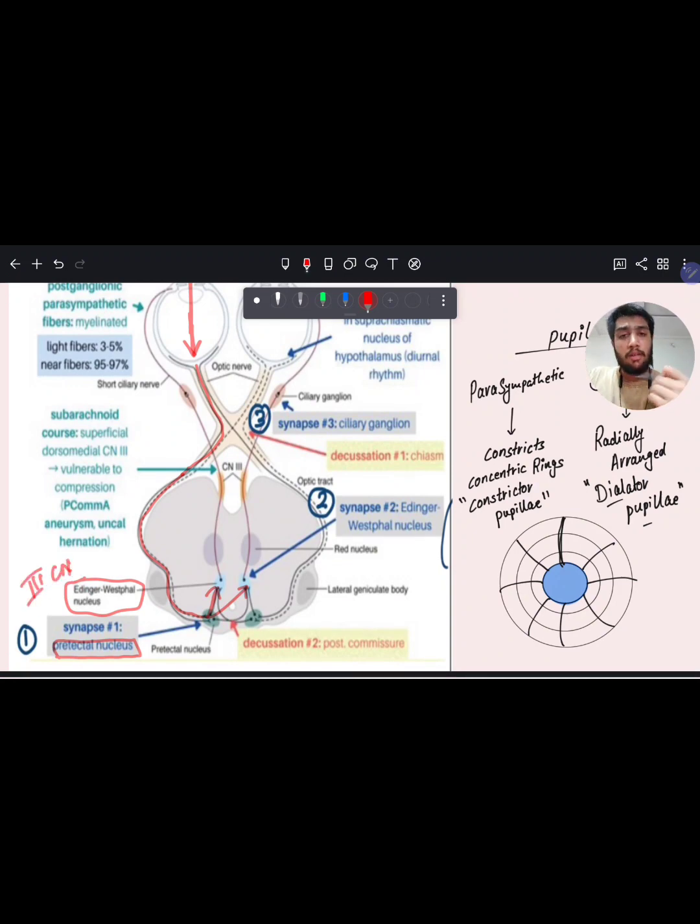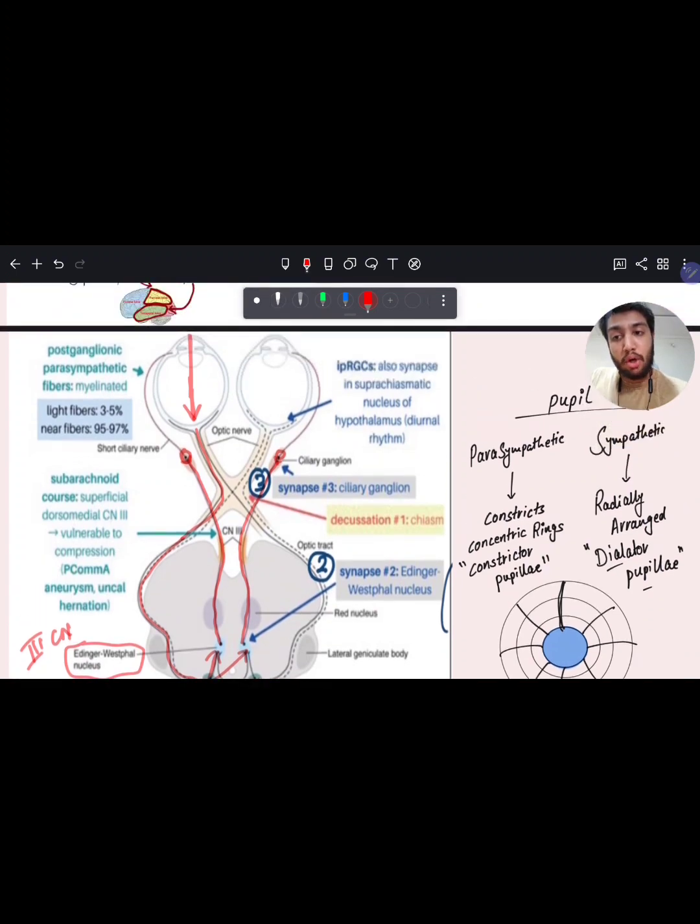And from anatomy, we know 3, 7, 9, 10 are the cranial nerves which are parasympathetic. So from the Edinger-Westphal nucleus we will have this third cranial nerve which will go on both sides, because the pretectal nucleus has stimulated the Edinger-Westphal nucleus of both sides. Here there will be a ciliary ganglion, and it will stimulate the short ciliary nerve, which is a parasympathetic nerve, which will go to the constrictor pupillae muscle, and it will constrict both the eyes.